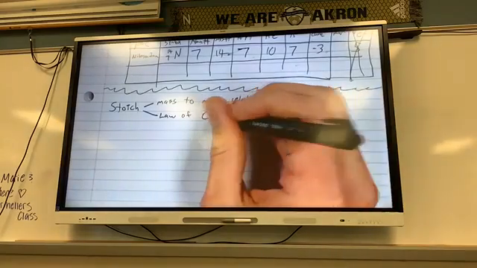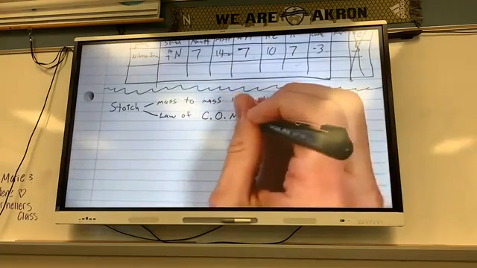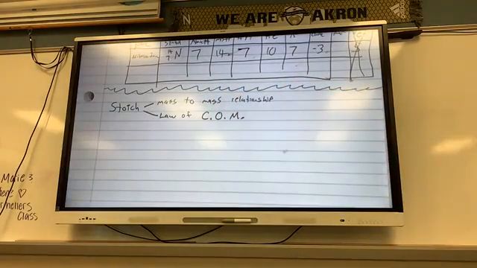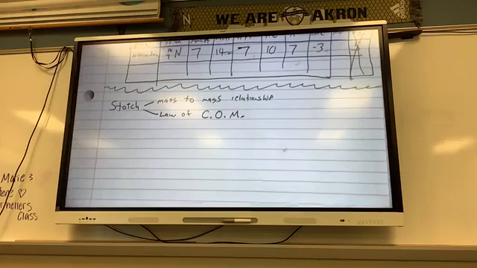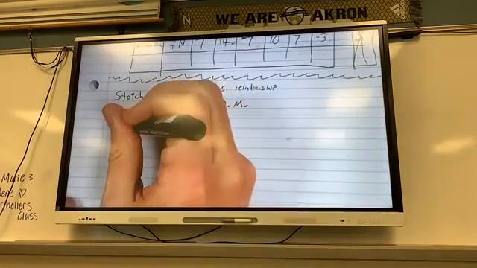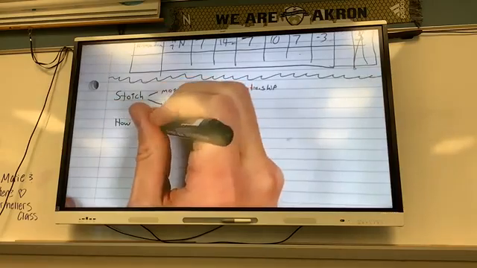Conservation of matter. It must follow the law of conservation of matter. So I could ask you something like this. Do you guys have your yellow sheet and your calculator? You're going to need that.